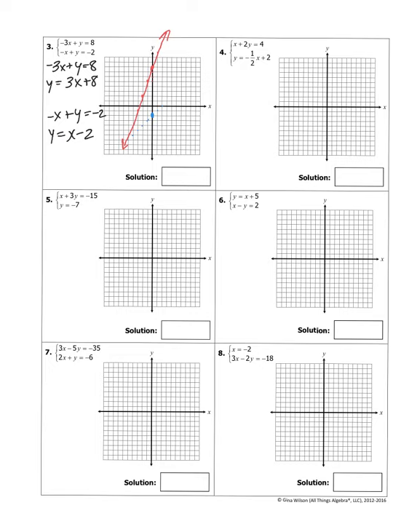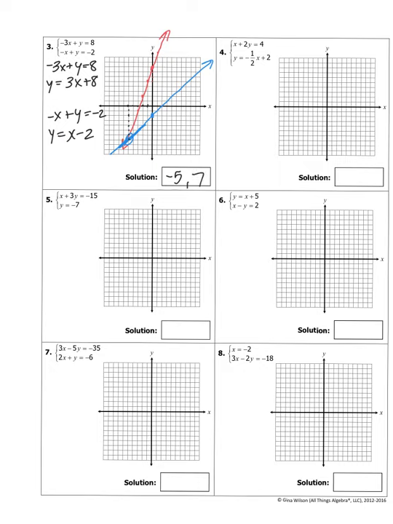And it looks like they intersect right there, which is the point -1, 2, 3, 4, 5, and then counting down 1, 2, 3, 4, 5, 6, 7.